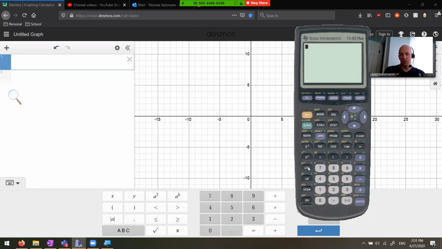First thing, I'm going to just push log, and it's going to give me a log, and I've got to type in some number. So I'm going to think of the simplest number here, and I'm going to type in a log of 1. I'm going to push equals, and I get 0. Not very satisfying. I'm going to push log of 2.